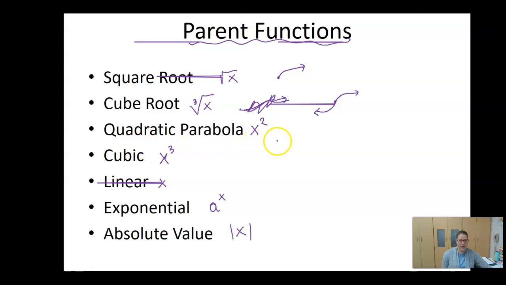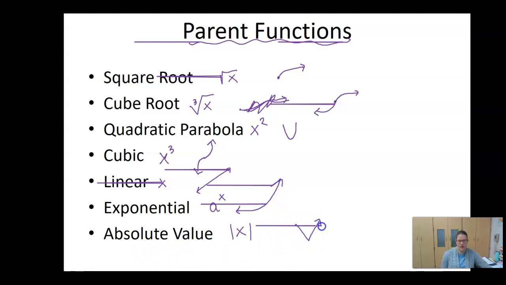Quadratic looks like a U shape. Cubic looks like this. Linear is a straight line. Exponential is hugging a horizontal and then grows quickly. And absolute value is a V.